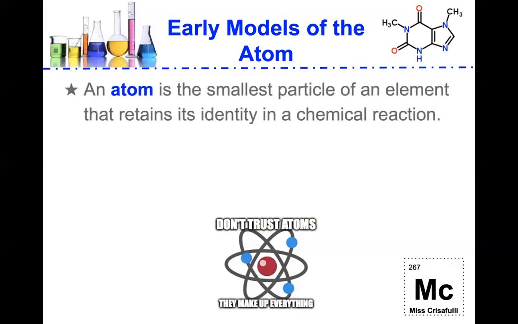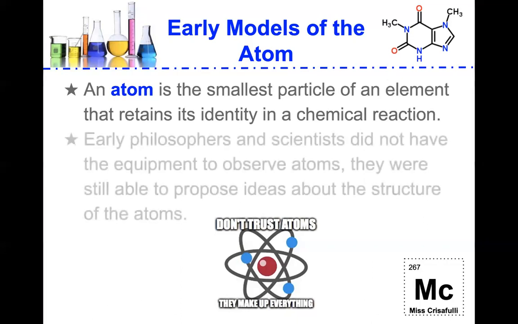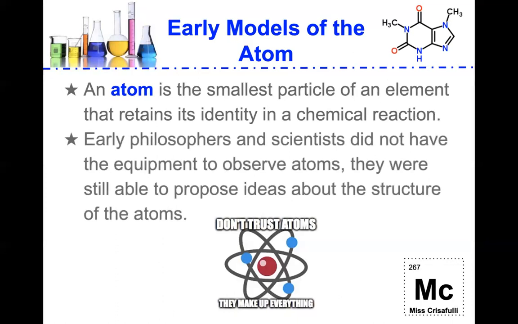But early models of the atom. An atom is the smallest particle of an element, one of those elements in the periodic table, that retains its identity in a chemical reaction. People proposed ideas about the structure of the atom, so we'll go through some of these early models of the atom.